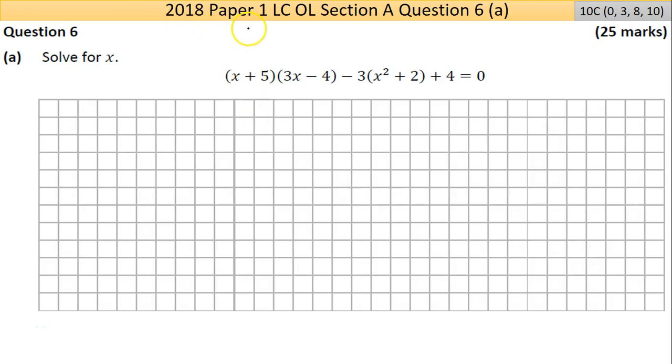Hi, and welcome to the 2018 Paper 1 Leaving Cert Ordinary Level. We're on question 6 here at the moment. As always, I suggest you pause the video and give this a go. It just tests your algebra and your arithmetic.